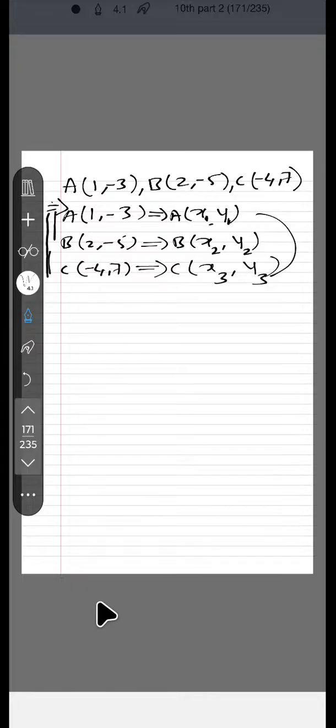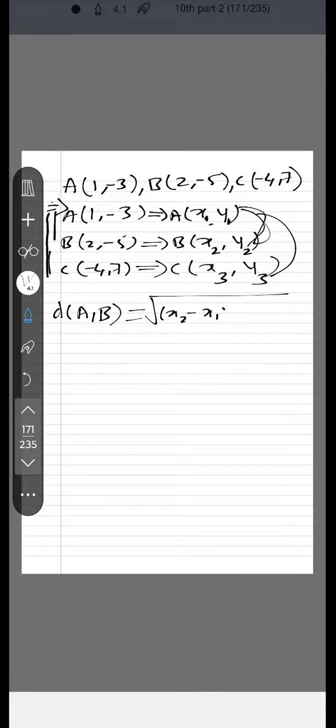First we will find D of A comma B. We know the formula. What does the formula say? The square root of (x2 minus x1) squared plus (y2 minus y1) squared. So here, we are trying to find the distance between them.